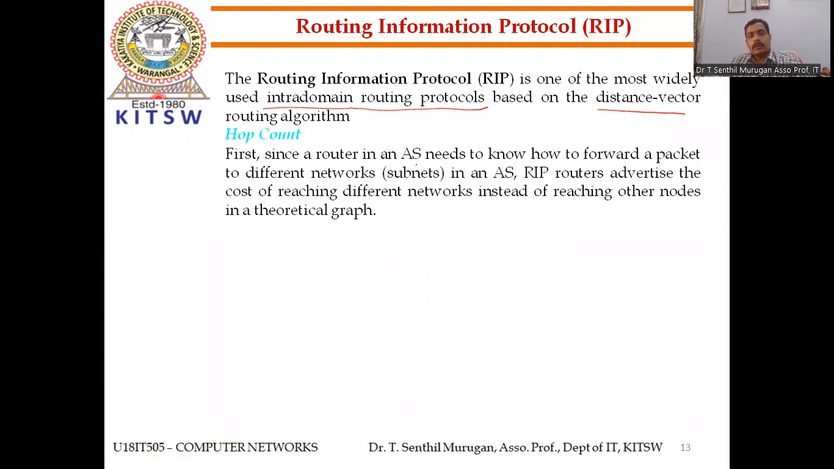Okay, so first, a router in an autonomous system needs to know how to forward a packet to different networks in the autonomous system. So any protocol may consider the autonomous system to have an idea to reach the destination. Okay, so what RIP routers do is advertise the cost of reaching different networks instead of reaching other nodes in a theoretical graph. So instead of reaching a node, it will consider the hop count to the different networks.